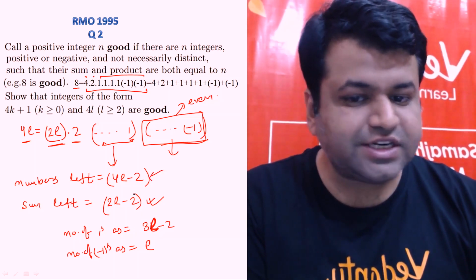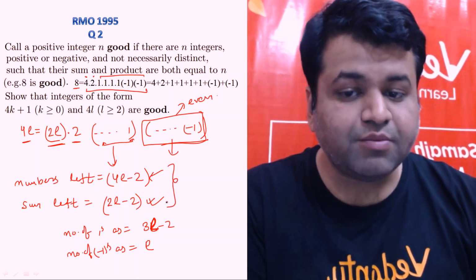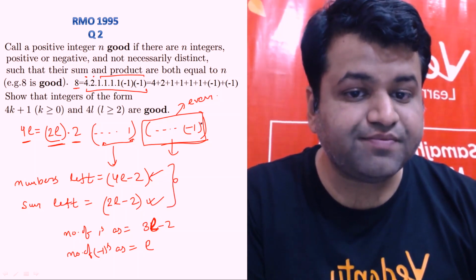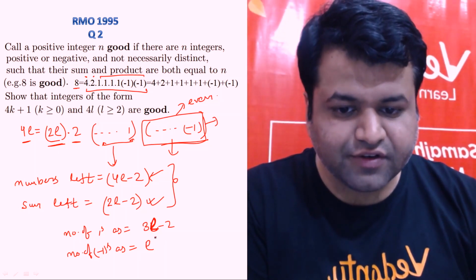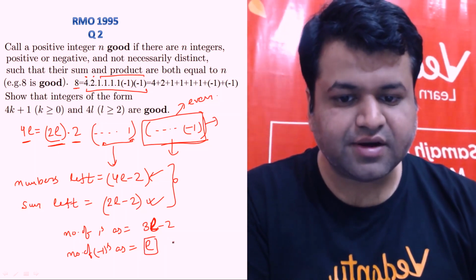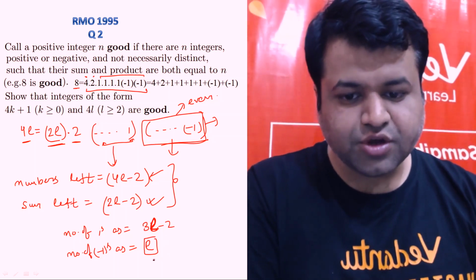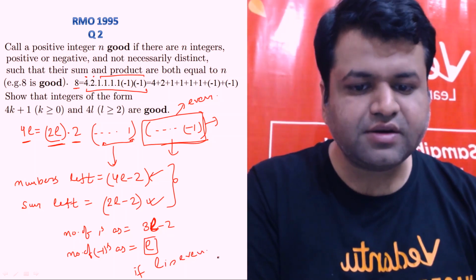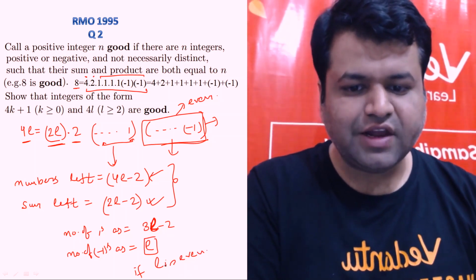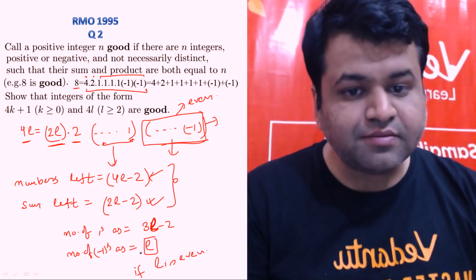So this will satisfy these two conditions, but we also need to check that the negative numbers are even in number, and we have assumed that the minus 1s are L in number, right? So if L is even, then we are done. I hope this is clear. If L is even, then the minus 1s will be even in number, right?